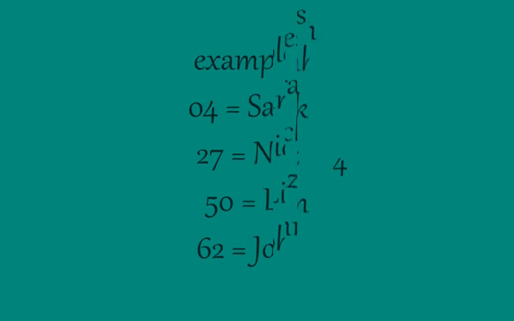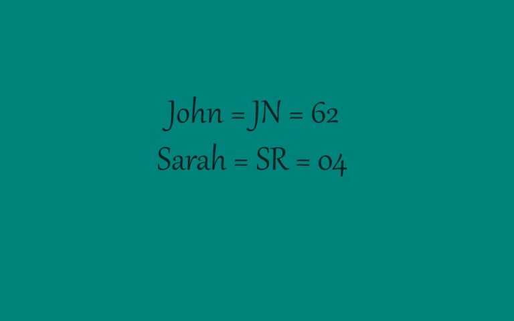The best names to use are two consonant names, simple names like John and Sarah, which don't really have any consonants other than those that you're going to use for the two-digit number. So John turns into 62, and Sarah turns into 04 very easily.